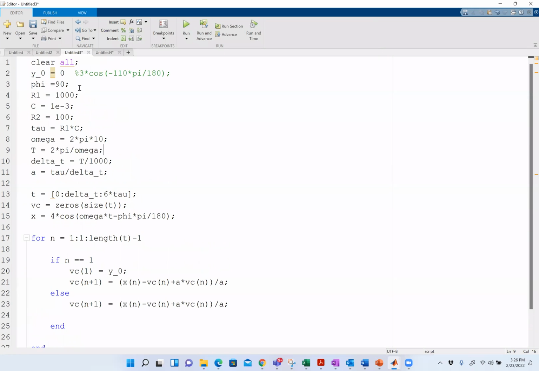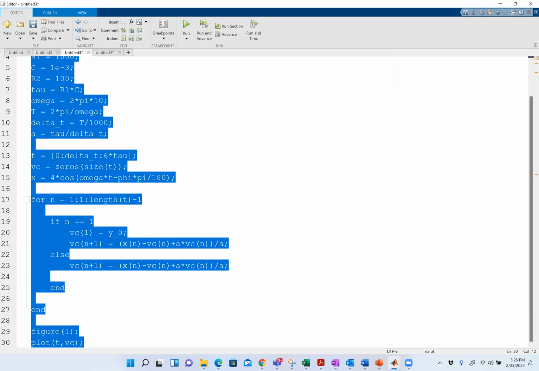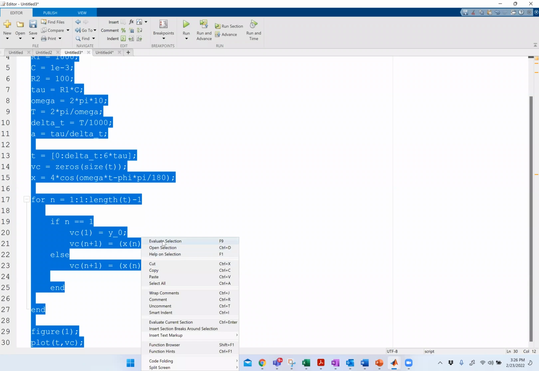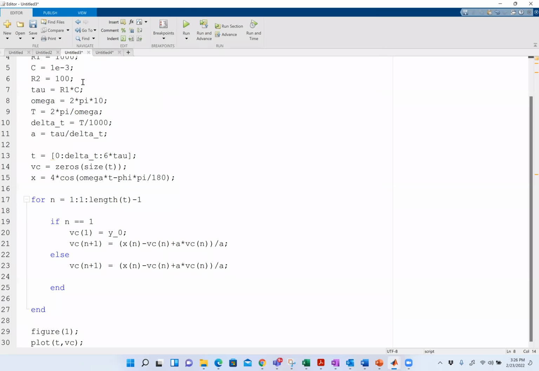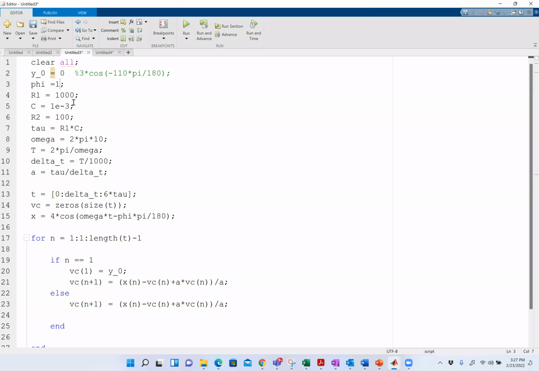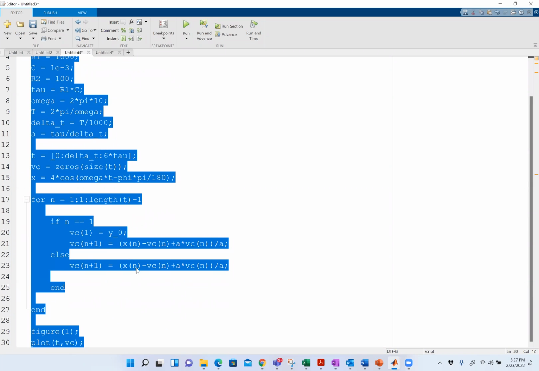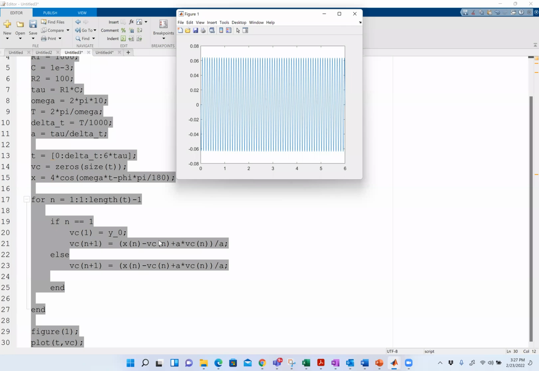So let me try now 135 degrees. 1, 3, 5. And let's run that. Now I'd have to check, but it looks like it's maybe a little bit higher than it was before. And then I can try 180 degrees. Execute that. Oh, it looks like it's back to where it was before, right?